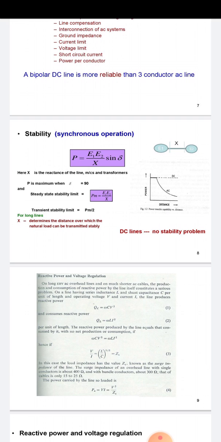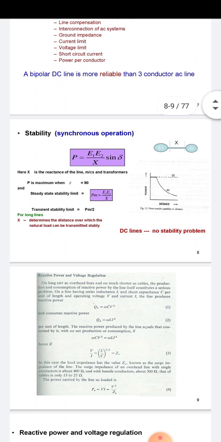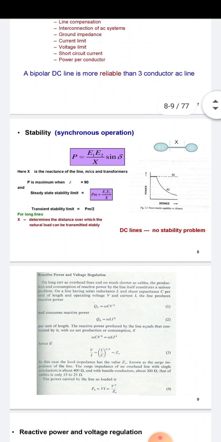DC lines have no stability problem. This X determines the distance over which the natural load can be transmitted stably. So HVAC transmission lines have a stability problem, while in DC transmission lines there is no stability problem. So we have to prefer HVDC for long distance transmission lines.